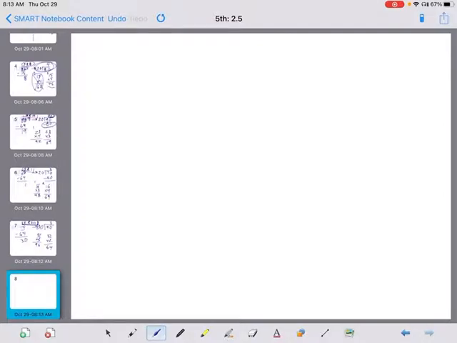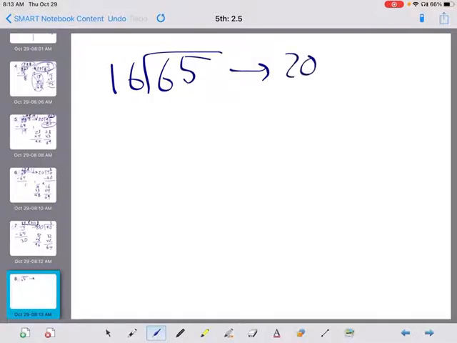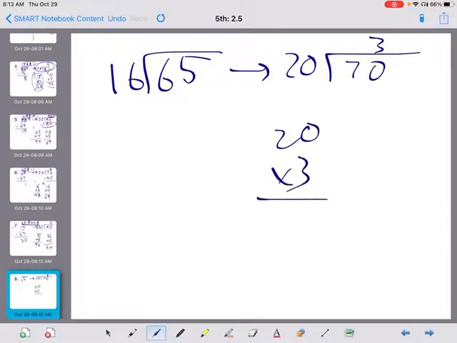Number 6 is 65 divided by 16. I think we'll just do this one because we've had enough practice on these. So this is the last one, then we'll move on to the next thing. So go ahead and do this at home. And we're back. 16 rounds up to 20. 65 rounds to 70. 20 goes into 70 3 times again. Let's try it. Hopefully this time it works out.